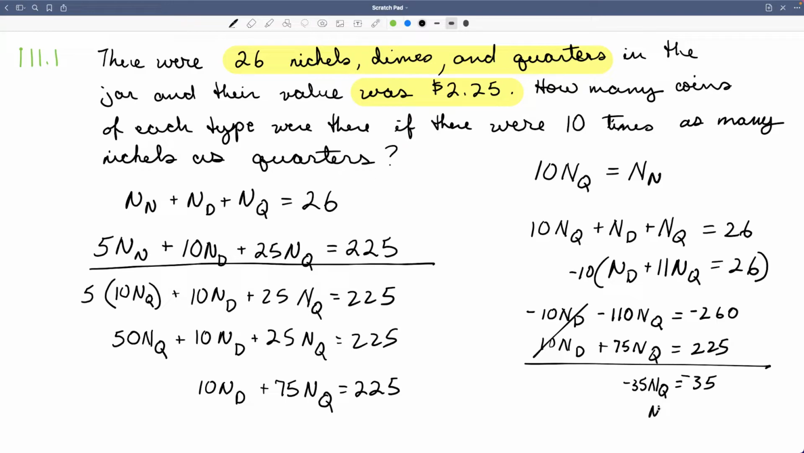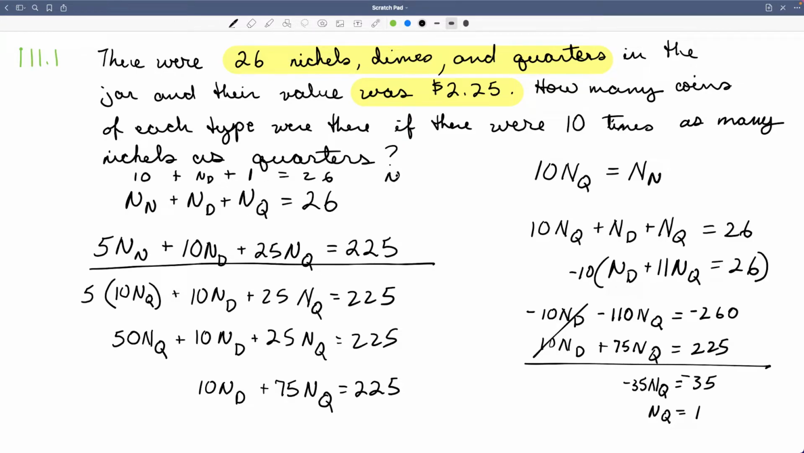So the number of quarters is just equal to 1. So now I can start subbing that in. The number of quarters is 1. And if 10 times the number of quarters is the value of NN, then I know that 10 times 1 is 10. So 10 plus the number of dimes plus 1 is equal to 26. 10 and 1 is 11.